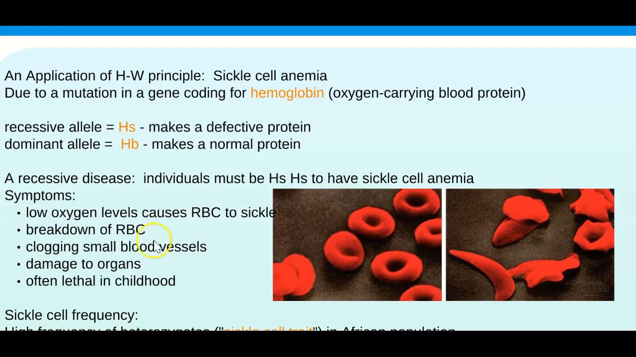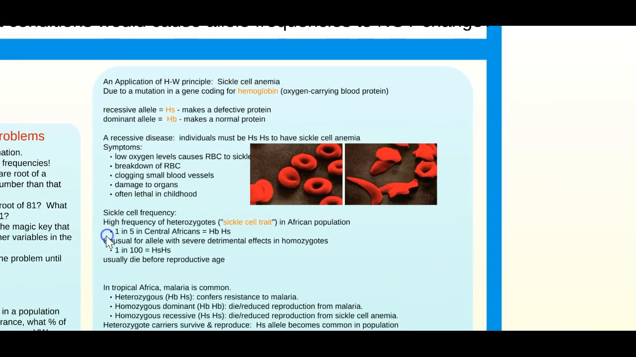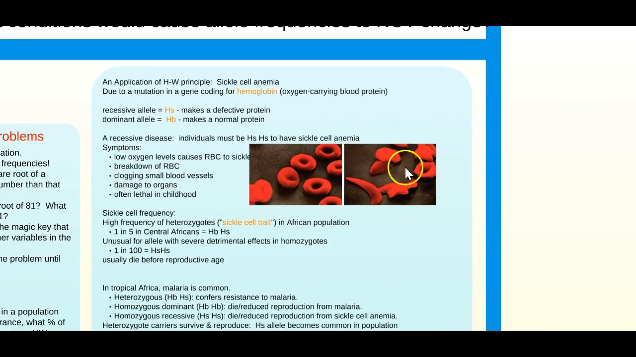Some of the symptoms include low oxygen levels, which causes the red blood cells to sickle. That's what they look like here. Breakdown of those red blood cells, clogging in the small blood vessels. This is a very painful disease because unlike the normal red blood cells, sickle cells do get stuck in places, especially in joints, and can cause a lot of pain. And so ultimately that will result in damage to organs, and it is often lethal in childhood because your body needs oxygen. And so this is not an effective way to transport that oxygen.